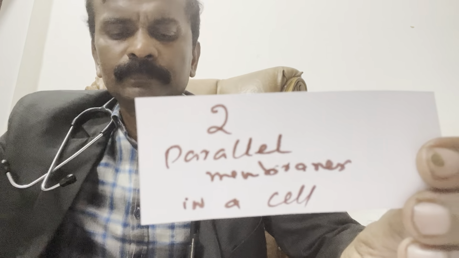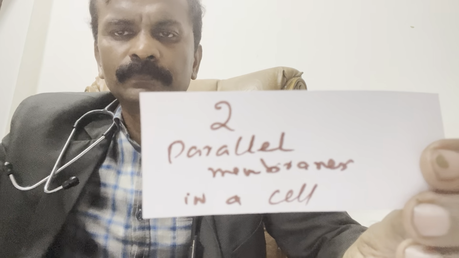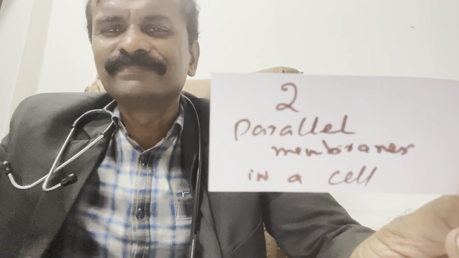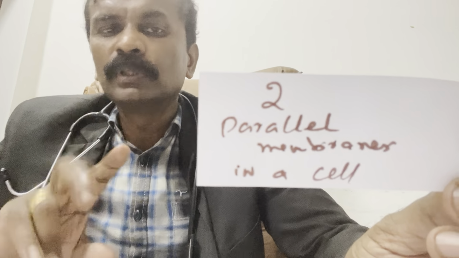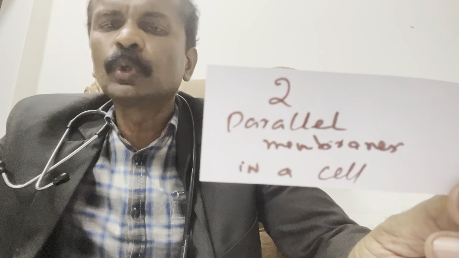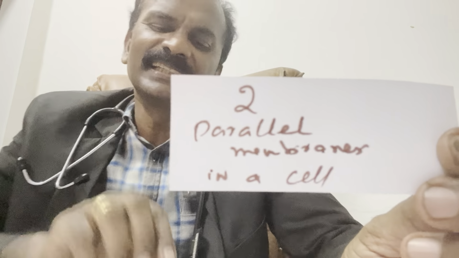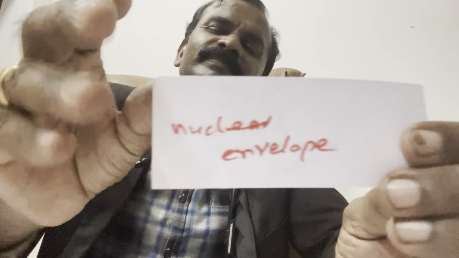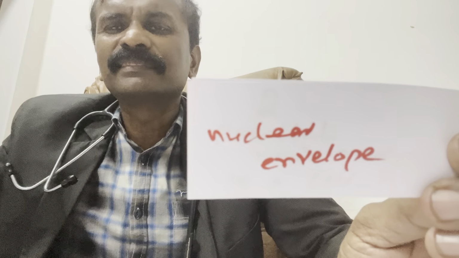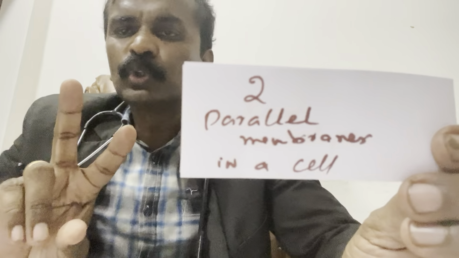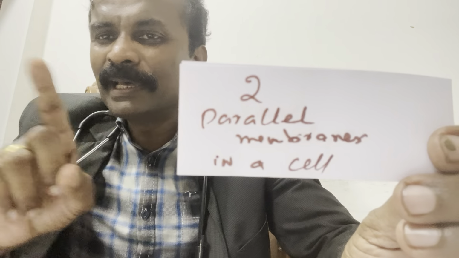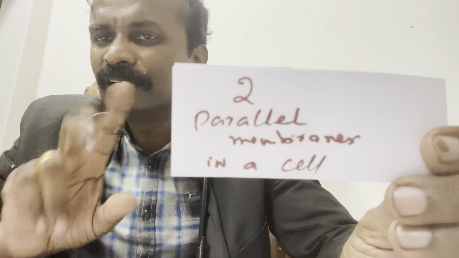Two parallel membranes in a cell, which has two parallel membranes. Separate MCQ point: the two parallel membranes in a cell are called the nuclear envelope. Or they will ask, nuclear envelope has how many? At that time you must answer two parallel membranes.